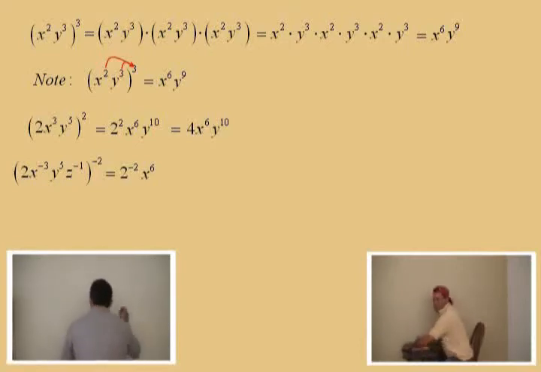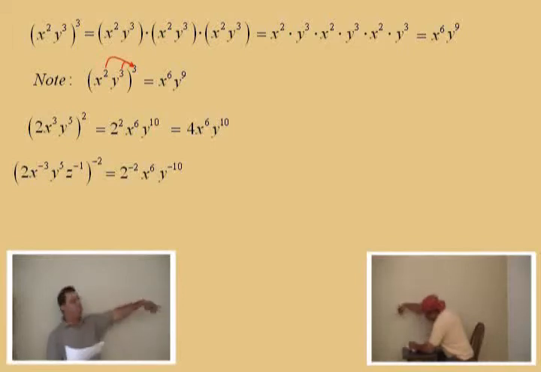Okay, we're ready to go. Y to the 5th raised to the negative 2. Charlie, that's y to the what power? Negative 10. Negative 10. Okay, Charlie, bring us home with that z. Z to the negative 1 raised to the negative 2 is z to the what power, Charlie? Positive 2. Positive 2. There we go.